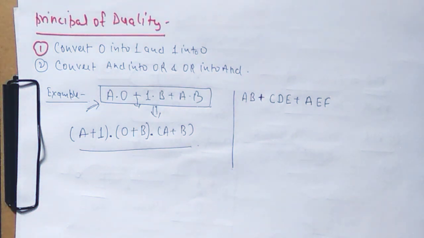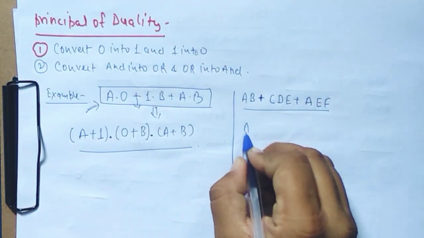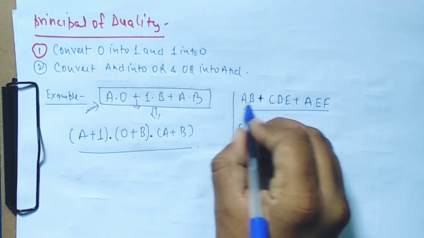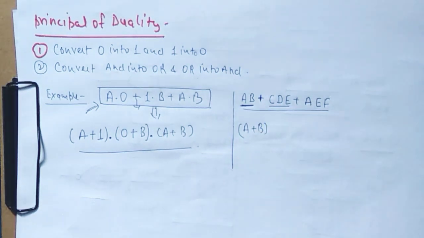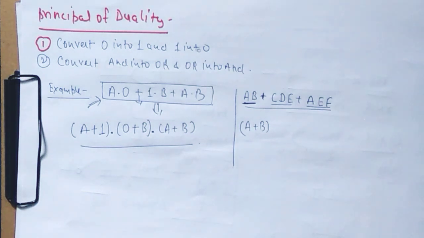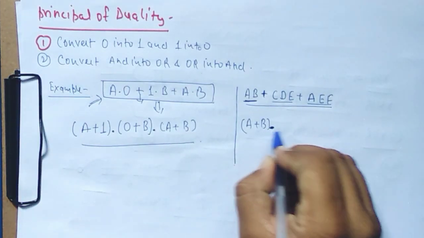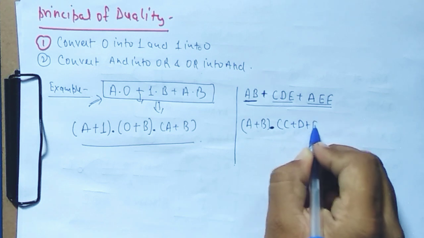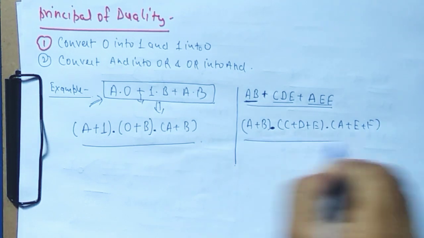There is one more example. This expression, and you have to find the dual of that. What will be the dual of that? A plus B. If there is nothing written, it indicates A AND B. This is C and D and E. This is A and E and F. If dot is not written in your question, then you will consider a dot in between. A plus B, then here plus will be converted into dot, then C plus D plus E, then again dot, then A plus E plus F. This is the dual of that expression.